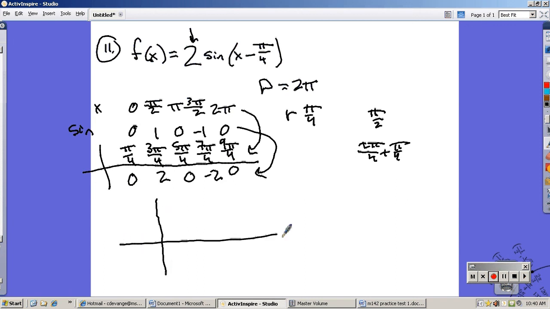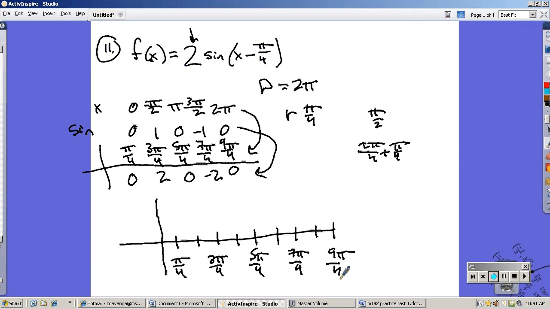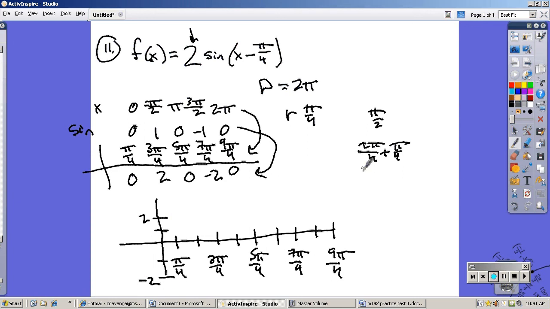So if I do that, let's see. I'll put pi over 4 here. So this is pi over 2. So this is 3 pi over 4. This is pi. This is 5 pi over 4. This is 3 pi over 2. 7 pi over 4. 2 pi. 9 pi over 4. And I know that it's going to get up to 2. Get down to -2. I'll just change color so we can see this one better.